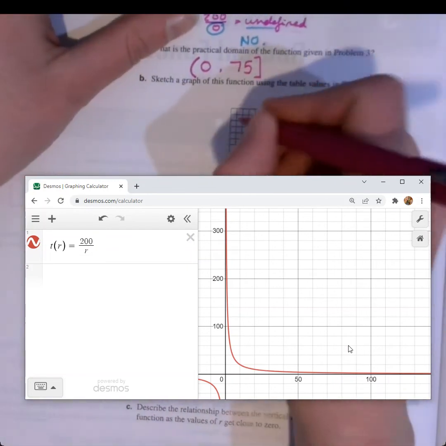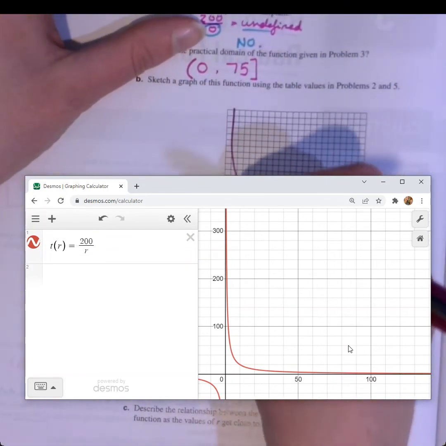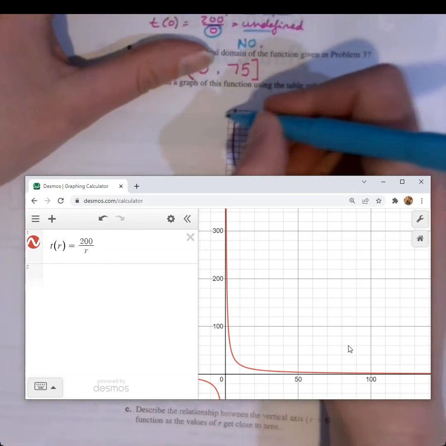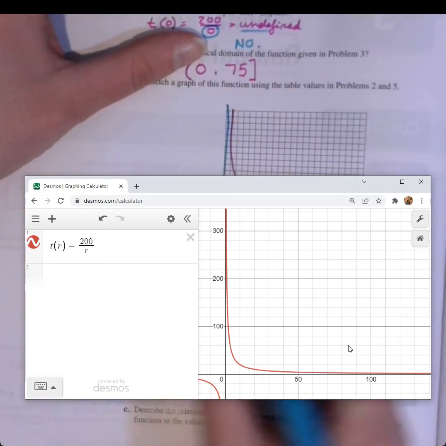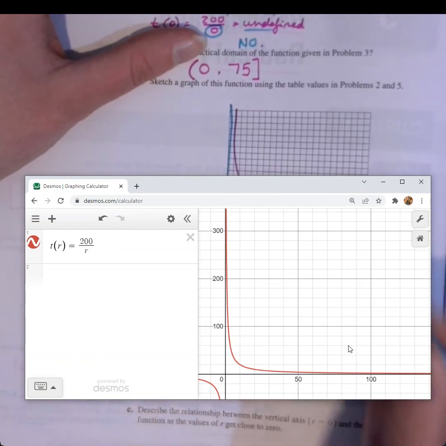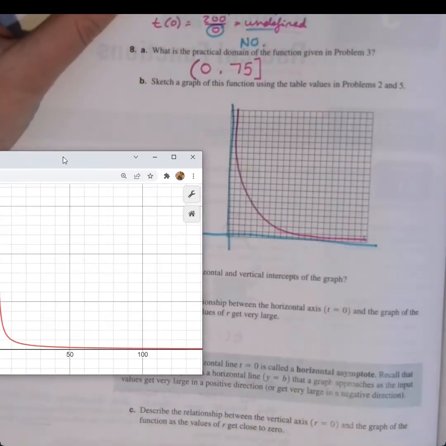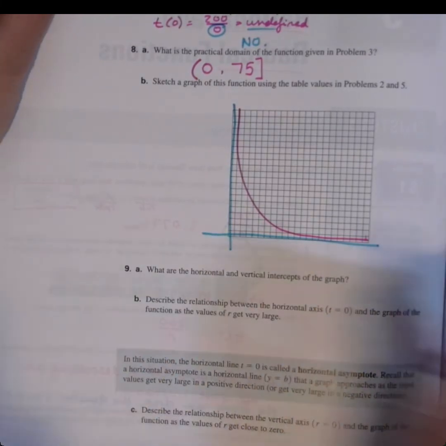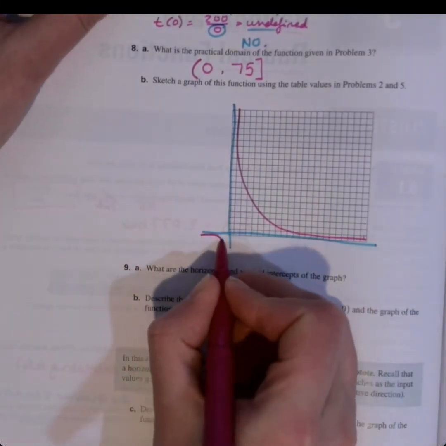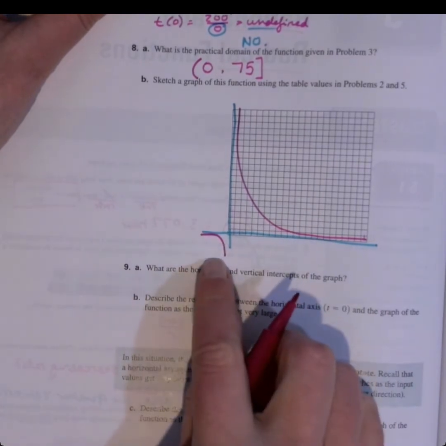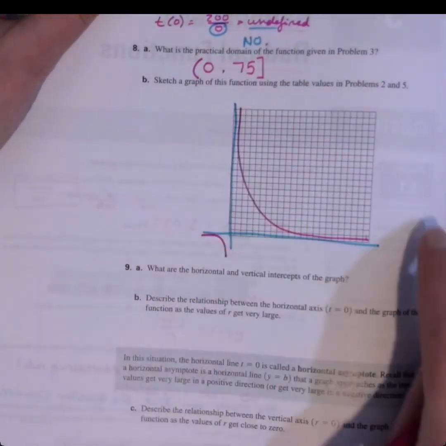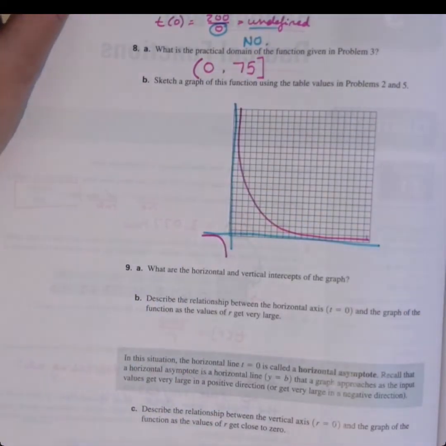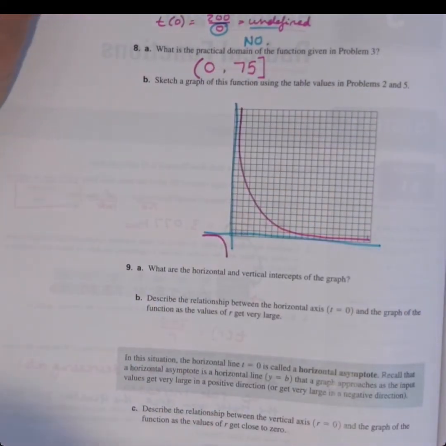So on the practical domain, I'll draw just this side of it. So let me draw in my y-axis and my x-axis as well. So I'll note in my picture, that's just the right-hand side of the graph. In my picture, I'm just going to note that there is another piece of it down here, but this piece is not part of the practical domain. So in terms of the context of the situation, that's more of the type of the function that we would be seeing. What are the horizontal and vertical intercepts of the graph?